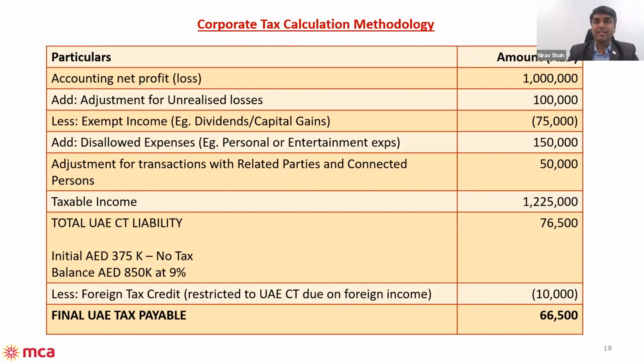On my taxable income, up to 375,000 dirham, I will not be paying any tax. Taxable income in excess of 375,000 dirham will attract a 9% tax. In this case, it will be 76,500 dirham. Here, I will claim the credit for foreign taxes. Any taxes paid in a foreign country, I can claim a credit if the income is included in the taxable income. In this case, we are taking that as 10,000, and the net final UAE corporate tax liability which I will have to pay comes to 66,500.